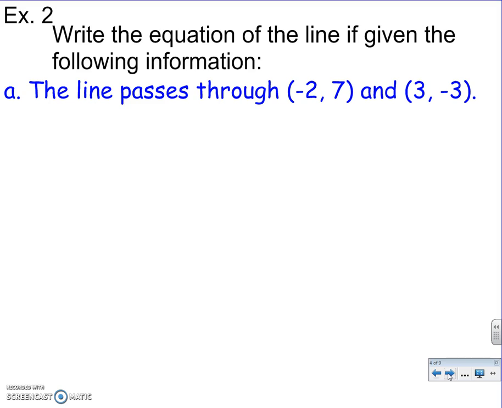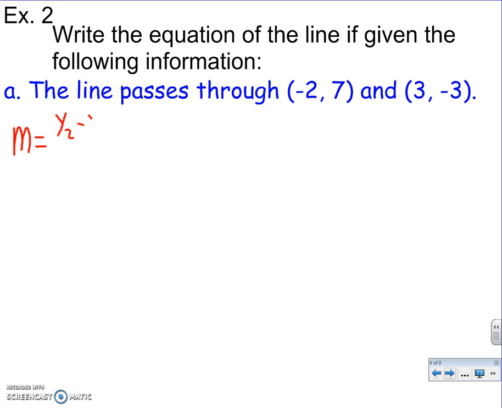Alright, write the equation of the line given the following information. The line passes through 2 points. So I have a point, no y-intercept, but I don't have the slope. Remember, as long as you have 2 points, you can find the slope using the slope formula. So I need to find that first. We always need the slope.